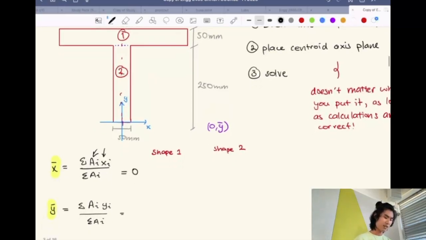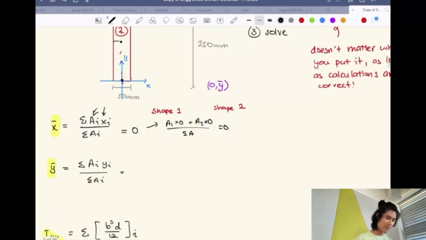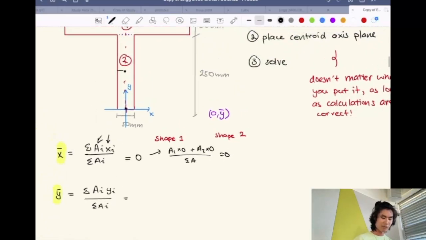So if you think about this, the centroid of this shape is going to be around here, around the halfway points of the rectangles, right? And this x centroid is already sitting on the x-axis. So it's going to be area of 1 times 0 plus area of 2 times 0 over some area. And this is just 0. So that's why that's 0. What about the y? The y is a little bit more involved.